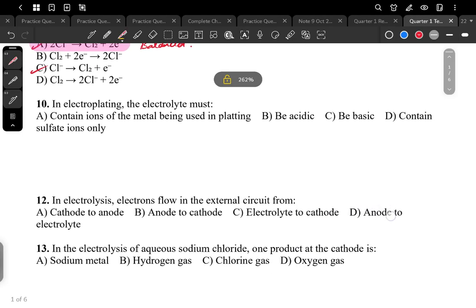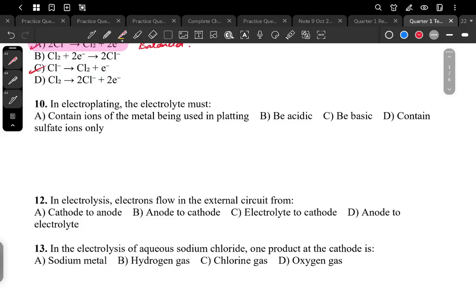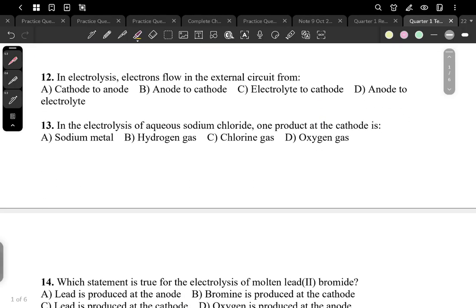In electroplating, the electrolyte must contain ions of the metal being used in plating, and this is the correct answer, because this is one of the conditions in electroplating for choosing the electrolyte: the electrolyte should have the positive ions of the metal being used in plating. Okay. Question 12.